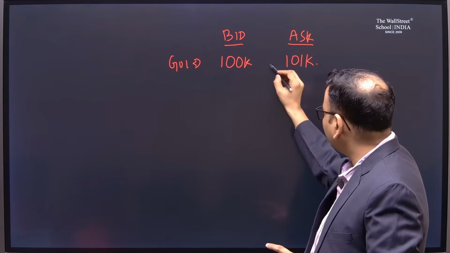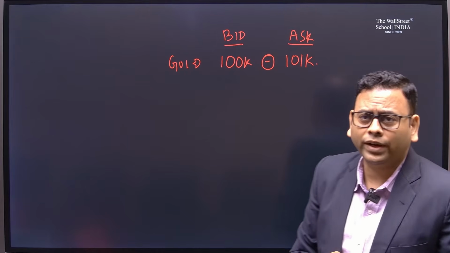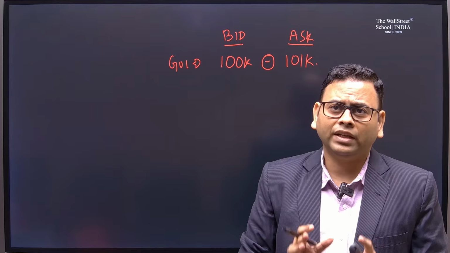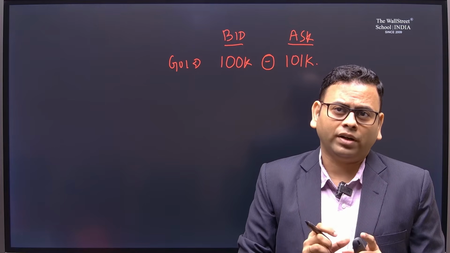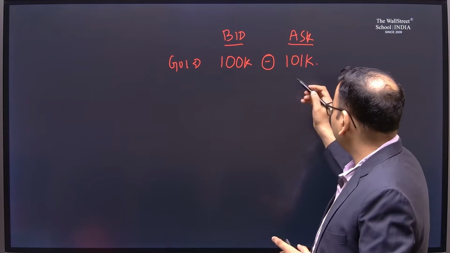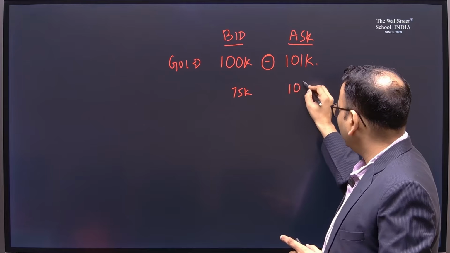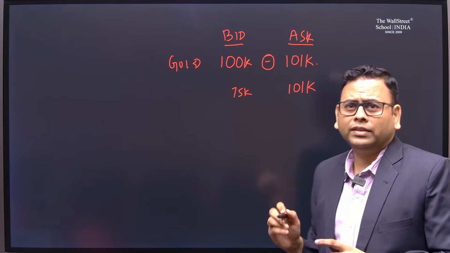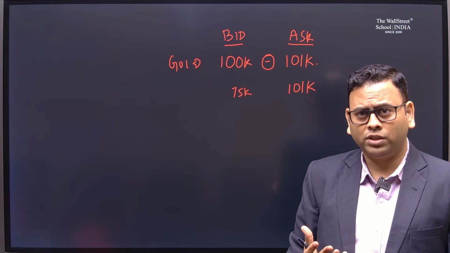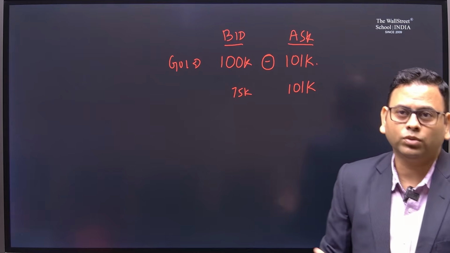Now, when we talk about bid and ask, one thing which we always keep in mind is what is the difference between the bid and the ask. The reason it's very important is if the difference between bid and ask is very high, it essentially means that the liquidity in the market is very low. Just think about a case wherein, let's say, your bid becomes 75,000 and your ask remains 101,000. This essentially means that if you want to buy gold, you have to pay 101,000 to Kalyan Jewellers, but if you want to immediately sell the same thing, you will get only 75,000. So essentially it's a 26,000 loss.